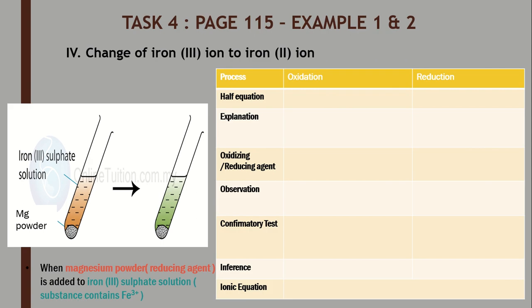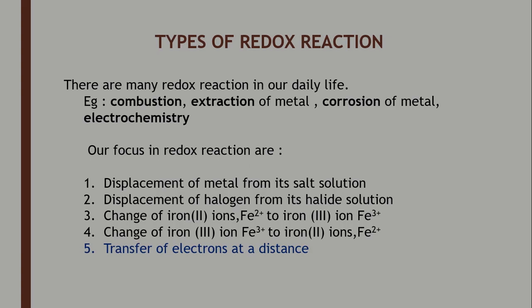So the next task is task 4 in your module page 115, example 1 and 2. So by using this table, solve the problem given. Okay, so we have done 4 reactions in redox reaction. So the rest, tinggal number 5, transfer of electron at a distance, will be discussed in the next class. Okay, thank you very much.